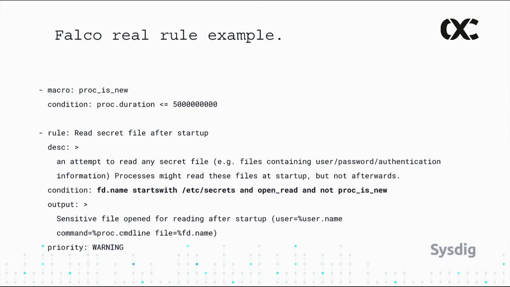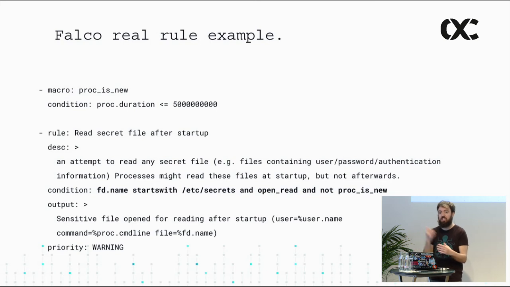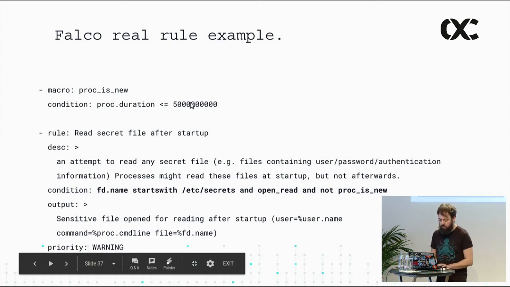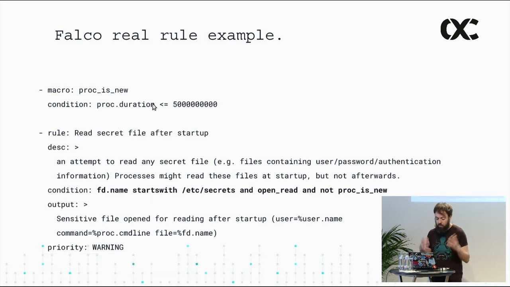I'm going to give you a real example of a useful rule. Imagine you have a pod that needs to read a secret. Usually that happens at start time of the container. And because that process will be in memory, that process probably doesn't need to read that secret ever again. What happens if you detect that, more than 15 seconds after starting that process, the code inside that container starts to read that secret again? There is probably something very suspicious there. So this is how we can configure a Falco rule to trigger a notification if something like that happens.